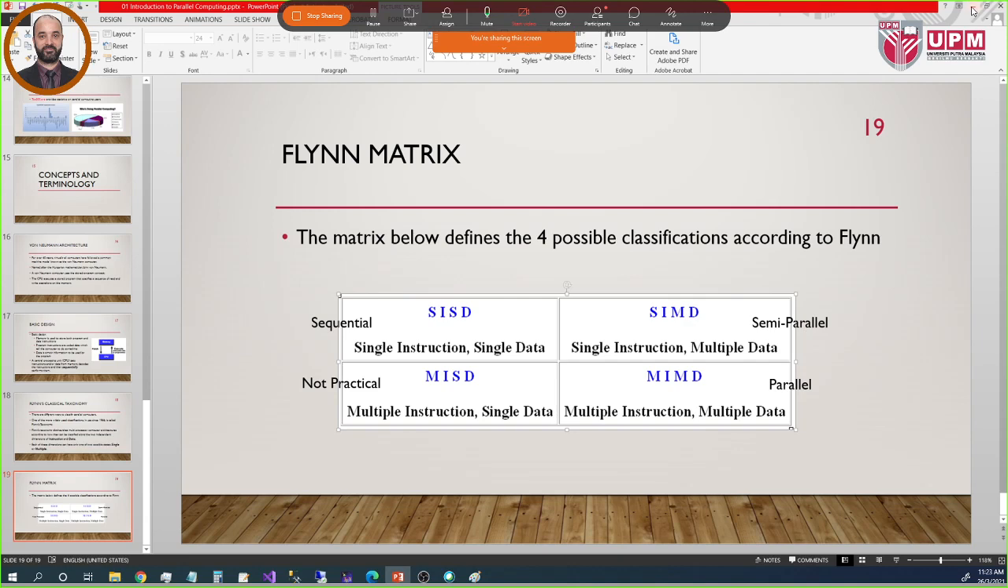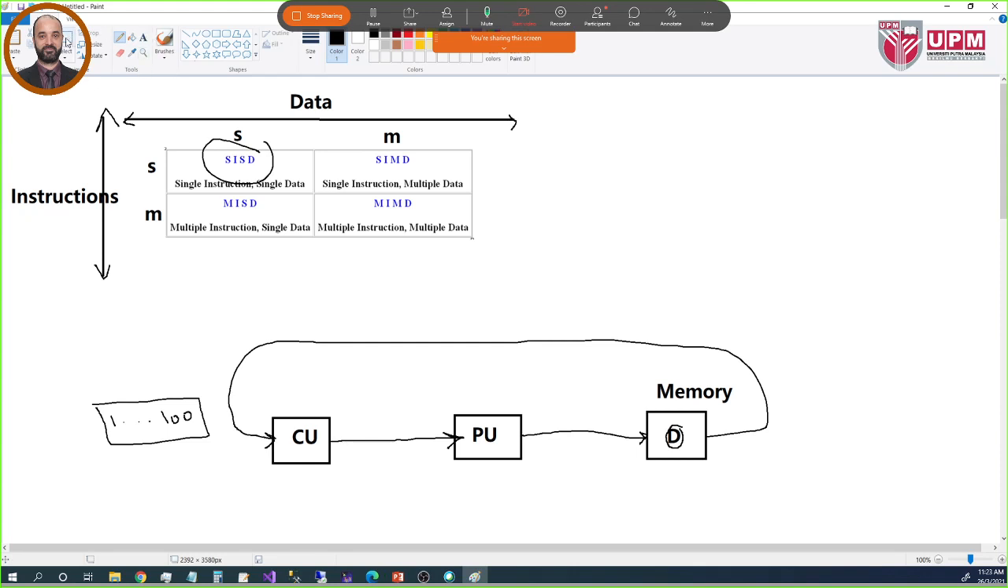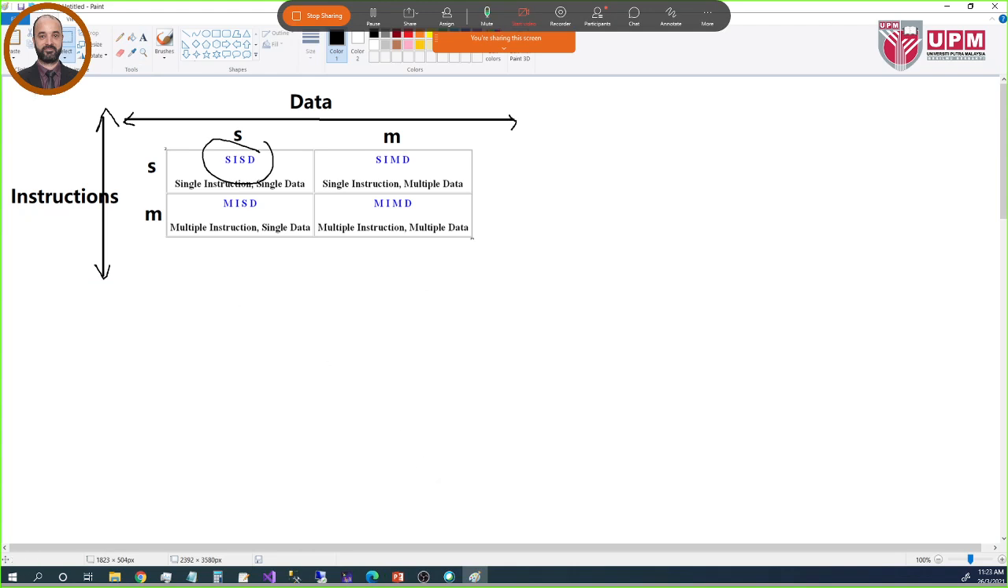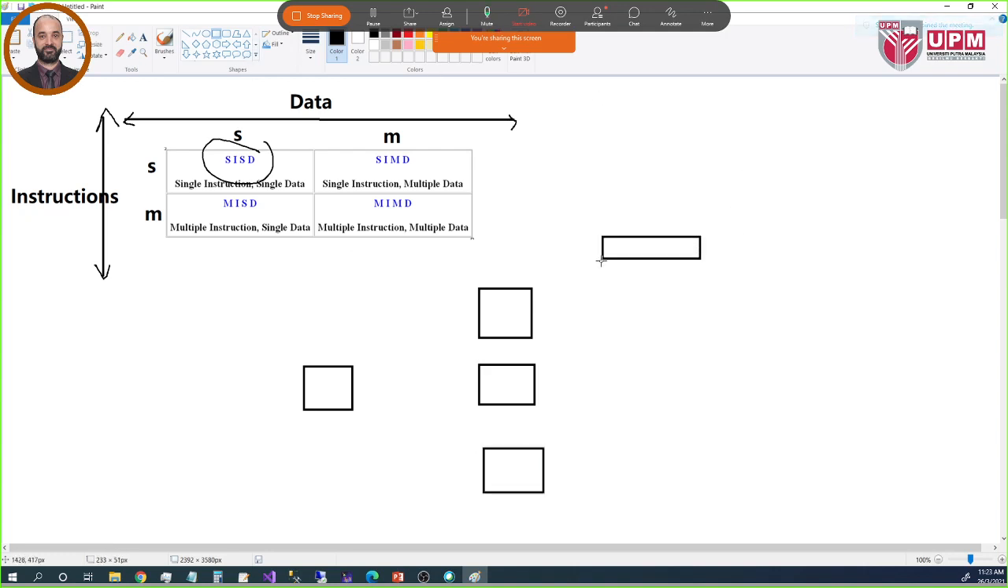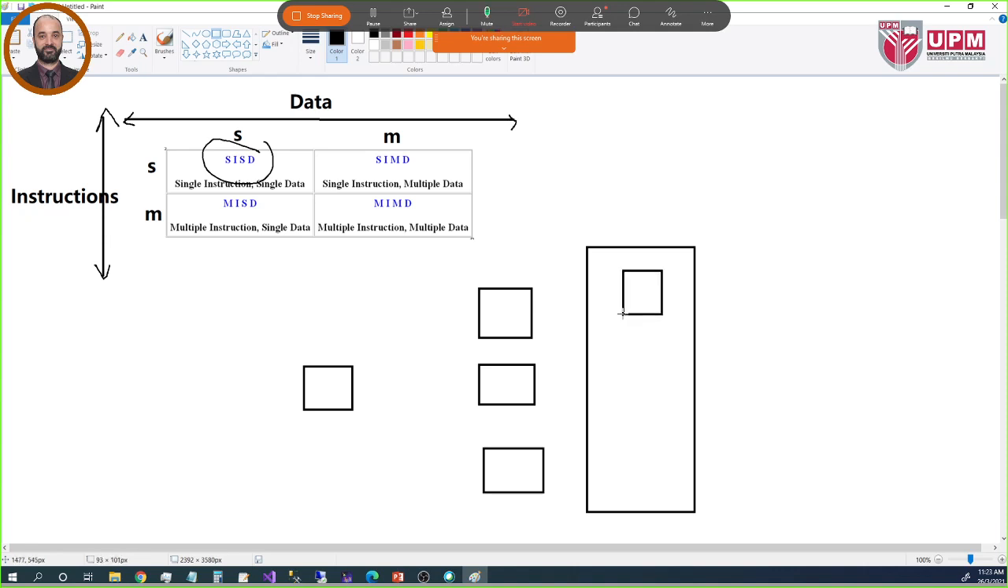we will go to SIMD. Let me clean this. SIMD is all about a single control unit, multiprocessors, then one memory, or maybe shared memory. That memory should have multiple data.